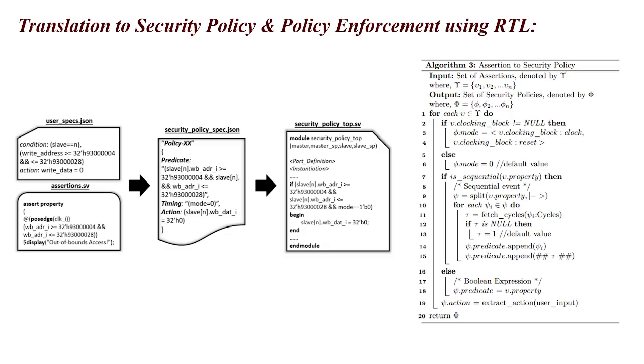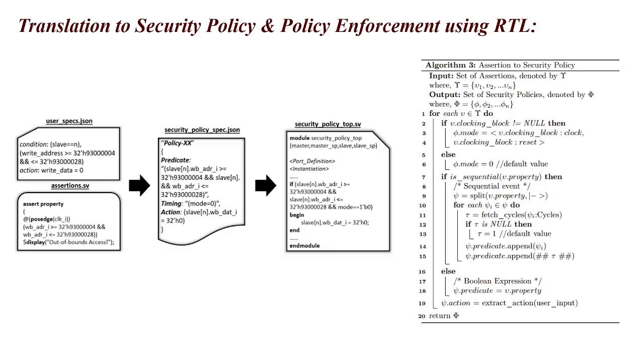That's where the middle part comes in, the security policy spec.json file. This file is auto-generated from the assertion, and it has a predicate, a timing field, and the enforcement action. So this means that if a slave tries to read to this protected address range, we force the data to 0, essentially blocking the attack. Finally, this JSON policy is translated into actual RTL code as shown in the rightmost block that can be seen in the security policy top.sv.